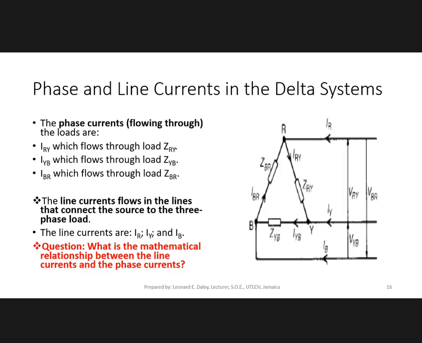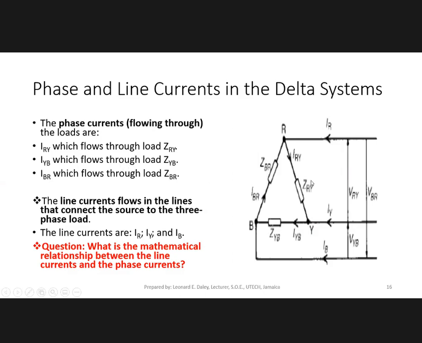Now let us look at the phase currents. The phase currents are the currents that are flowing through the load. IRY flows through ZRY, IYB will be the phase current flowing through ZYB, and IBR would be the phase current flowing through ZBR.